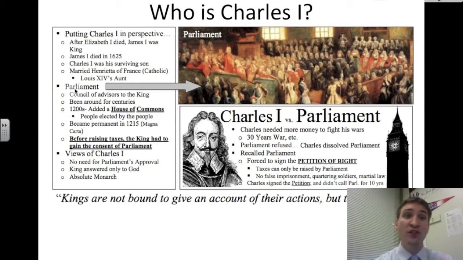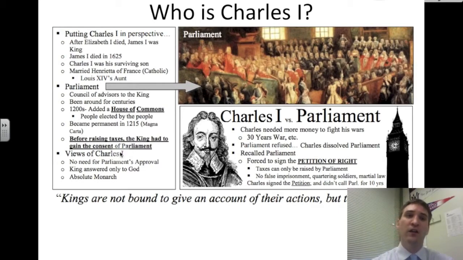And we also have to think about Parliament. Who is Parliament in England? They're a council of the advisors to the king. And here are the members of Parliament in their room. And they were originally called the House of Commons. They were elected by the people, and their power became permanent by the Magna Carta, which we said was written in 1215. Before raising taxes, the King of England had to gain the consent or the agreement of Parliament. So Parliament was a check on the king's power.